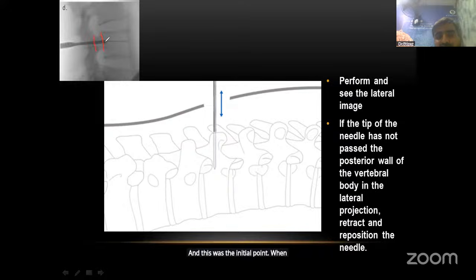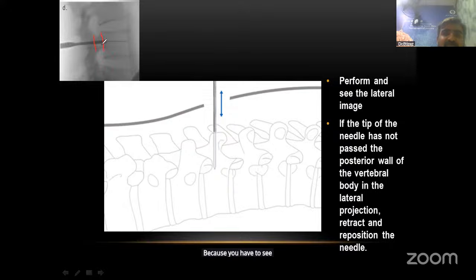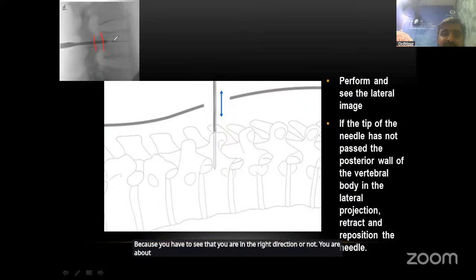When you have touched this medial part, or you have crossed it, the thing is that when you are touching just the medial part, take the fluoro image, because you have to see whether you are in the right direction or not. You are about to enter into the vertebral body or not. If you are not entering the vertebral body, it means you are in the wrong direction.